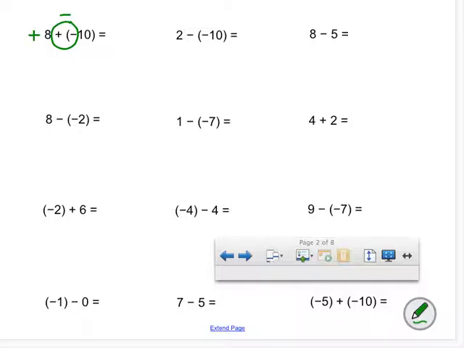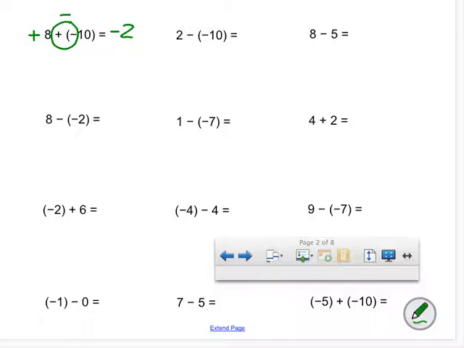Now, I have two numbers. They're different signs. How do I find the magnitude of my answer? Am I going to take the sum or am I going to take the difference? The difference. So what's the difference of 8 and 10? It's going to be 2. And then the answer sign is going to be what? Negative. Why is it going to be negative? 10 is the larger magnitude. Negative 10 is further away from 0 than positive 8. So the answer sign is going to be negative. Okay, do you guys remember this?